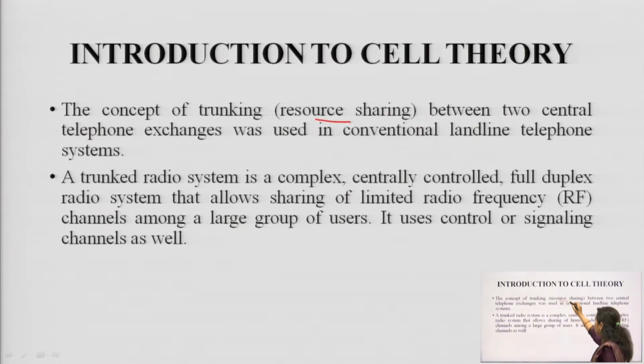The concept of trunking or resource sharing between two central telephone exchanges was used in conventional landline telephone systems. In the conventional landline telephone systems, there is a center unit which connects to landline phones for the purpose of communication. When we are moving towards the second generation, GSM, global system for mobile communication, that is strictly designed for mobile phone use. In that case, the transmission will be performed using a wireless connection and, secondly, there is no intermediate node. It has a BTS, an antenna, which will transfer the signal from one mobile phone to another mobile phone.